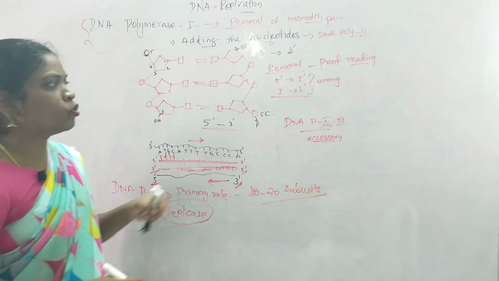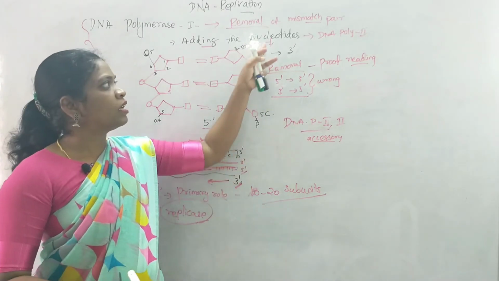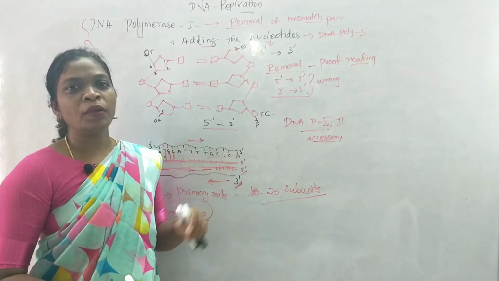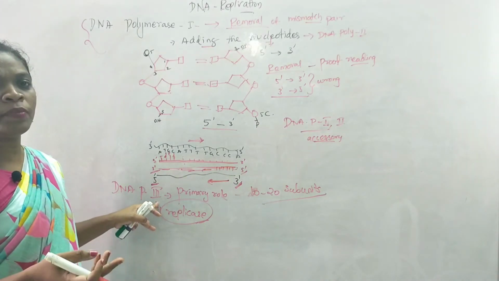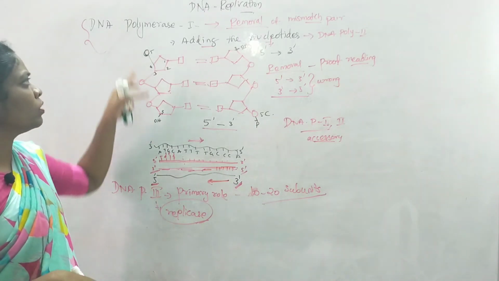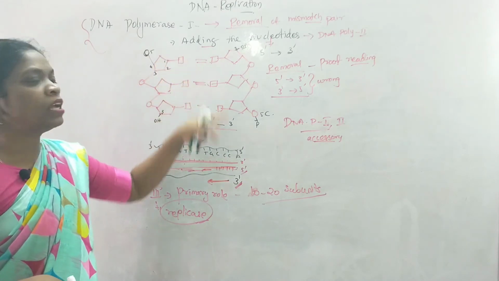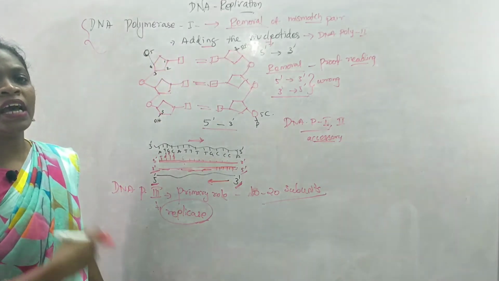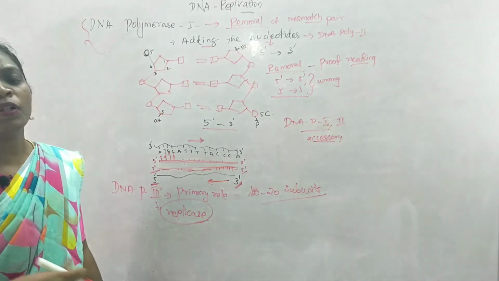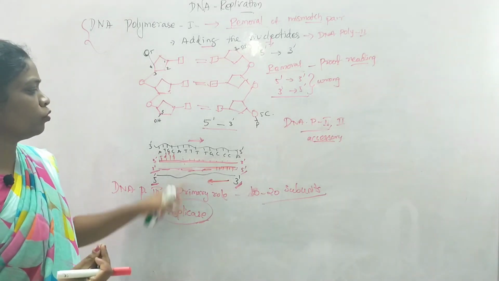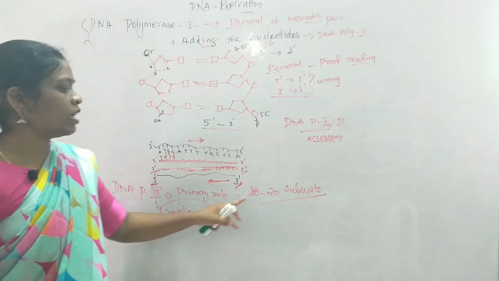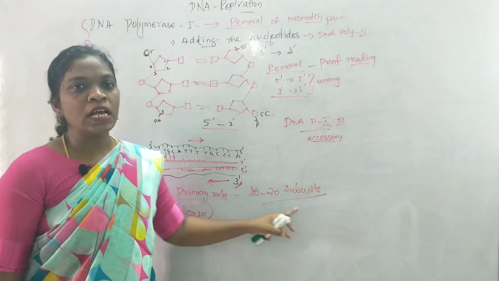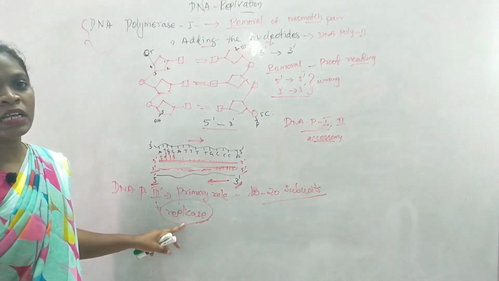DNA polymerase 2 will add the nucleotides in the 5' to 3' direction. DNA polymerase 3 does most of the function by adding the nucleotides. Even though they are involved in adding nucleotides to the DNA strand, they are considered accessory enzymes, but the major function of adding the nucleotide is done by DNA polymerase 3. It is made up of nearly 10 to 20 subunits, and this enzyme is also known as replicase.